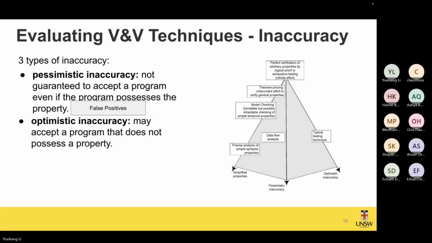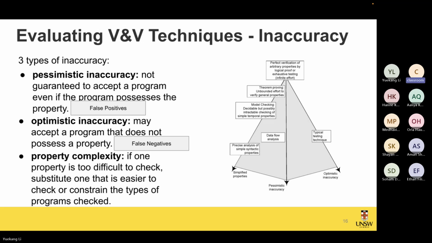And on the other hand, we have optimistic inaccuracy. Optimistic inaccuracy means that we have a set of hard requirements, and as far as this software can meet the hard requirements, we say that, okay, this software is okay, we can accept it. So in this case, we are missing some bugs, right? So we are suffering from false negatives.